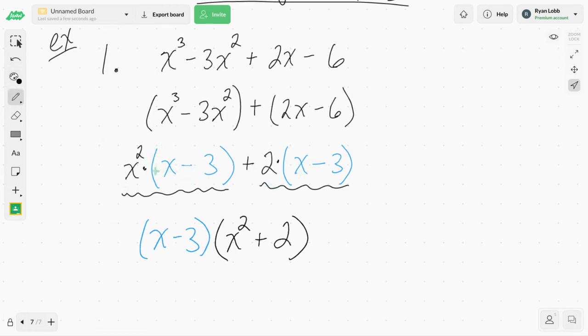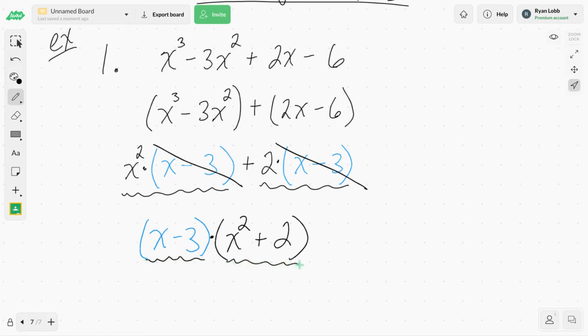Once I identify this common factor, I can write this down, get rid of that, and look what's left: x squared plus 2. And just like we said before, anytime we factor, we want to ask, can anything factor? I have x minus 3 times x squared plus 2. Does this factor anymore? No.